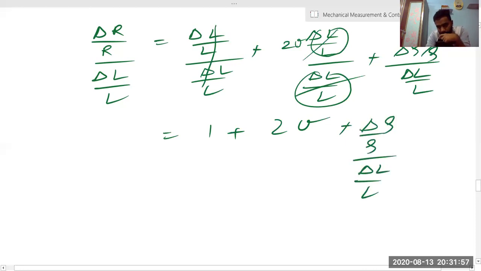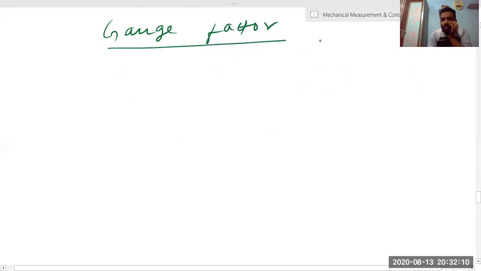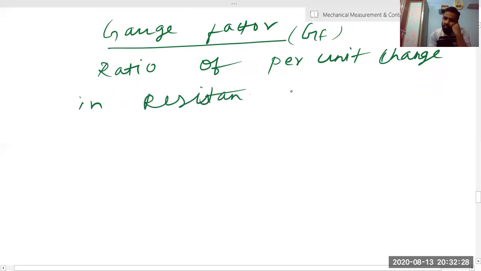Now I will define what you mean by gauge factor. Gauge factor is the relation between R and L, but how do you define it? The gauge factor for a strain measuring instrument or strain gauge is the ratio of per unit change in resistance to per unit change in length.